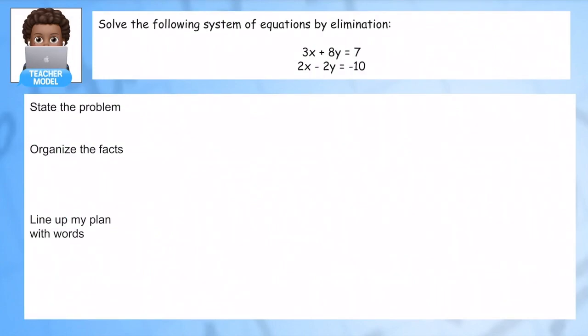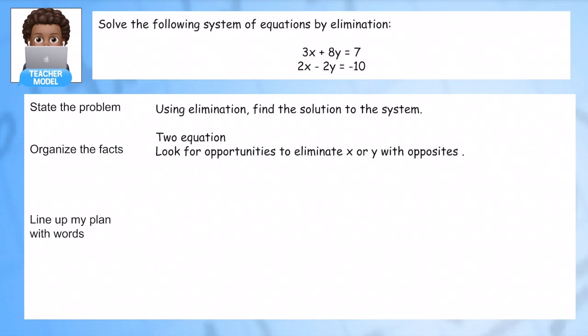Our first model today is pretty straightforward. I'm going to solve the system of equations using elimination. There are not many other ways to restate that. In terms of facts, I have two equations and I'm going to look for opportunities to eliminate x or y with their opposites. So here's my plan.